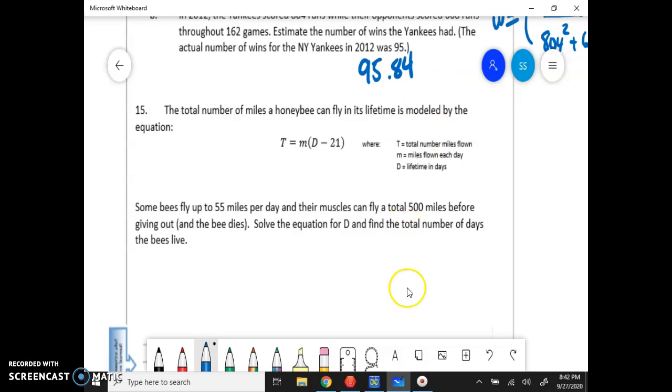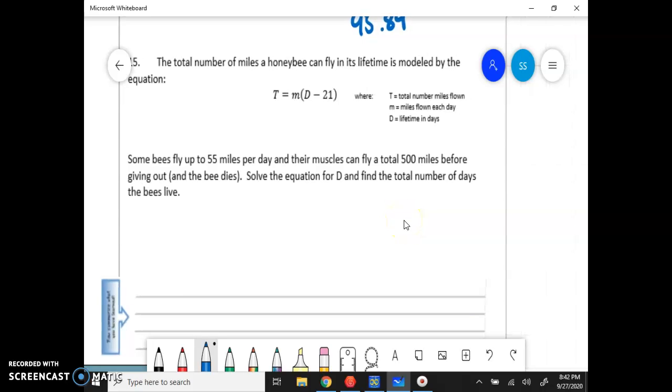So let's take a look here. Some bees fly up to 55 miles per day, and their muscles can fly a total of 500 miles before giving out and the bee dies. Solve the equation for D and find the total number of days the bees live. So let me just go ahead and rewrite this equation.